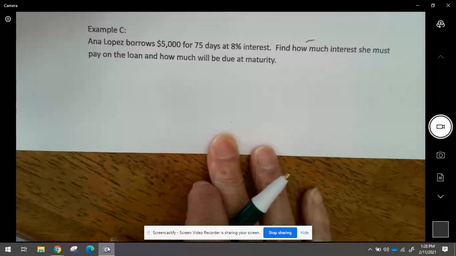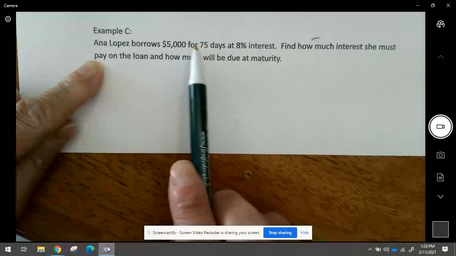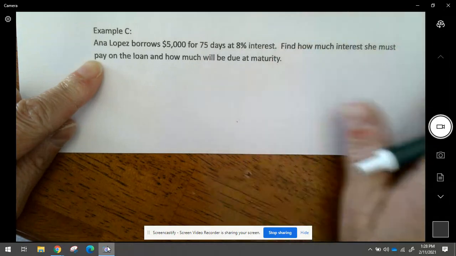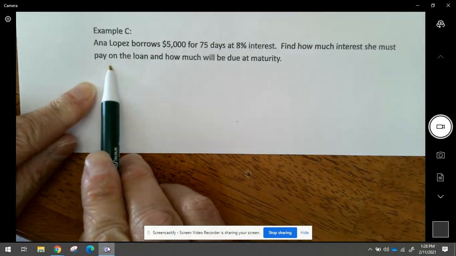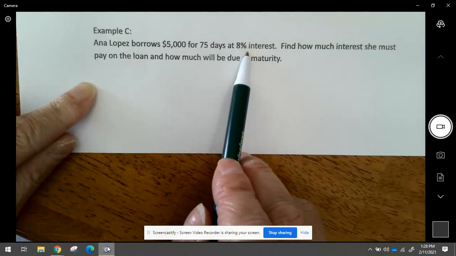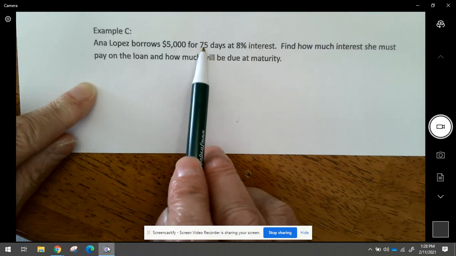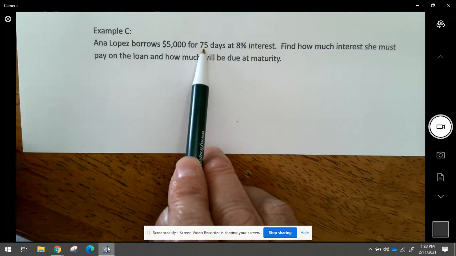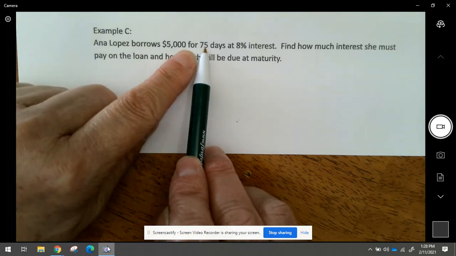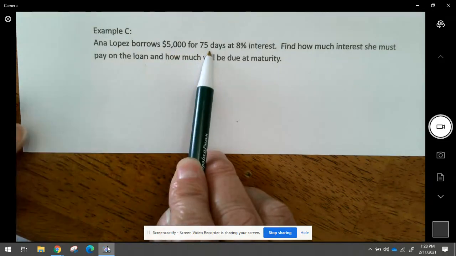Okay, let's look at example C. Anna Lopez borrows $5,000 for 75 days at 8% interest. Find out how much interest she must pay on the loan and how much will be due at maturity. Now, it doesn't come right out and tell you to use the exact interest method. But when they give you 75 days, if it's not a month or a year amount, and they give you a number of days, you know you're going to be using the exact interest method.